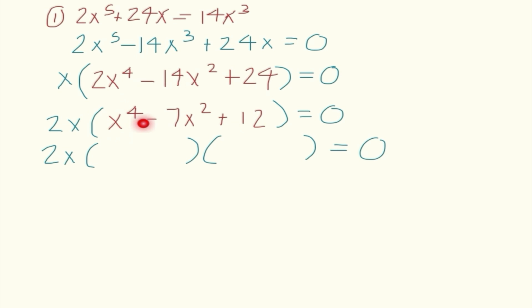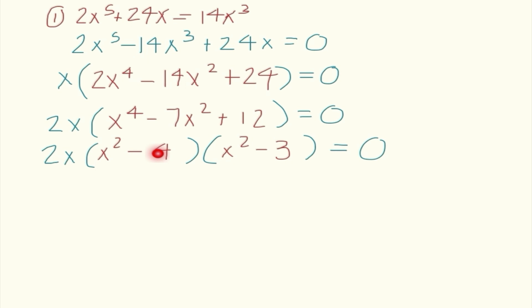So I need to think what would multiply to be x to the fourth, and that would be x squared times x squared. What factors of 12 add up to be negative 7? And that would be negative 4 and negative 3. So now that I've done this, okay, there's a few things I could do.